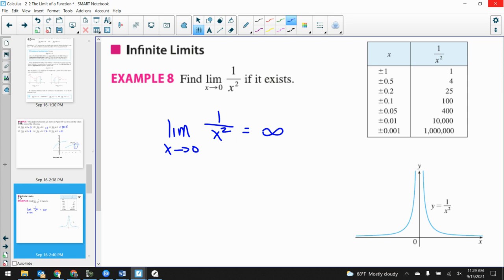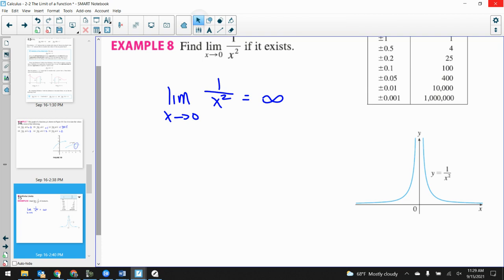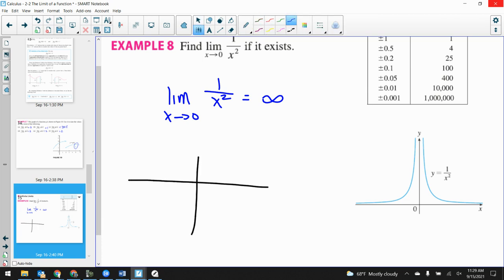Well, funny you ask, because you could have something that looks like this, like just 1 over x. Yeah, you could have something like this. Now, what's the left side limit? Negative infinity. What's the right side limit? Positive infinity. What's the full limit? It doesn't exist. Right. The left side limit would not match the right.